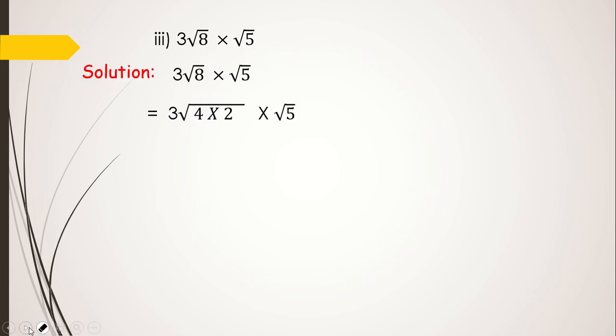Next sum. 3 root 8 into root 5. Now this root 8 we can write as 4 2s are 8, and 4 is a perfect square we know. So root 4 is written as 2, and that became 2 root 2. Now 3 2s are 6 and this is going to be 5 2s are 10. So 6 root 10.